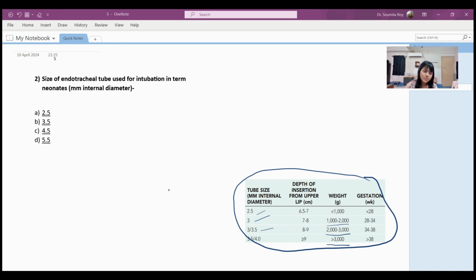So again, this is a database question. Here, your answer will be 3.5. Done. So the other ones may also be asked.